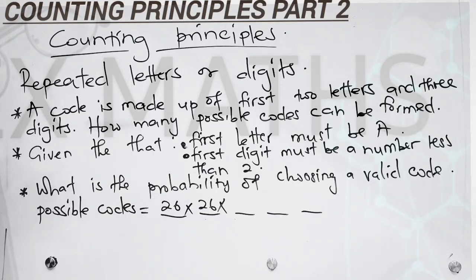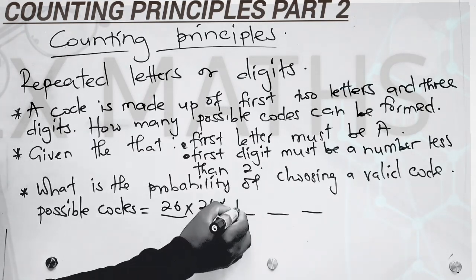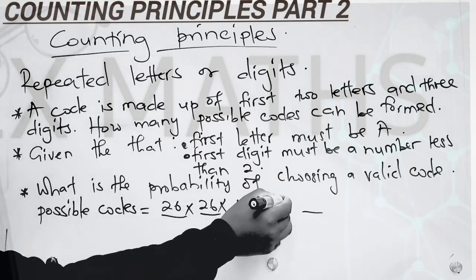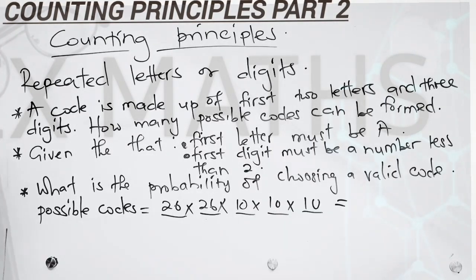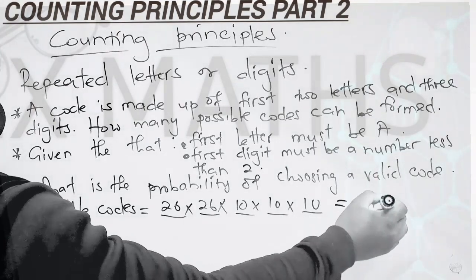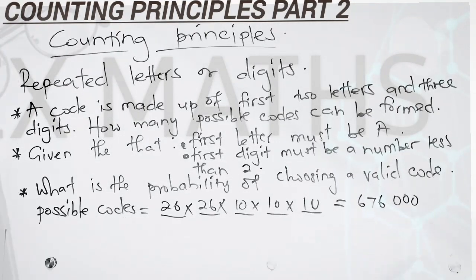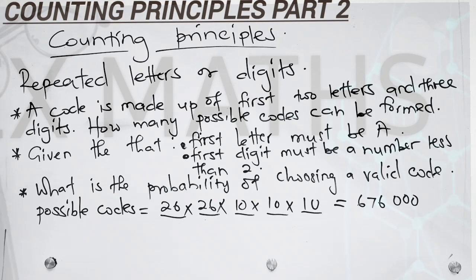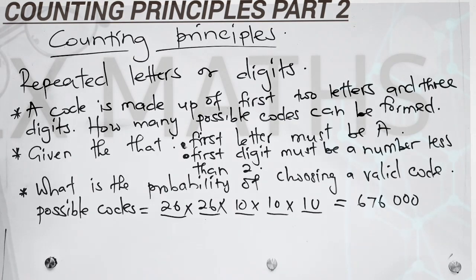How many digits do we have from 0 to 9? These 26 letters are from A to Z. Now on digits, it's from 0 to 9, so we have 10 digits. So we arrange 10, 10, 10. What is the answer? If we multiply, we get 676,000. Those are the possible codes that we can form. Then now, the restrictions are applied for us to get a valid code.